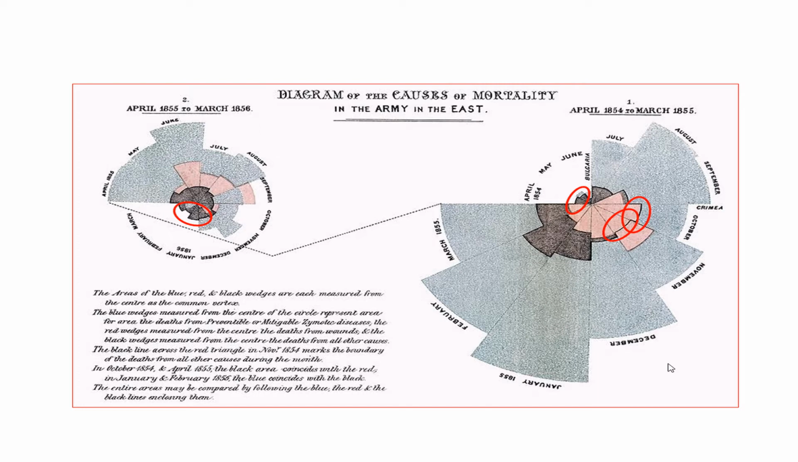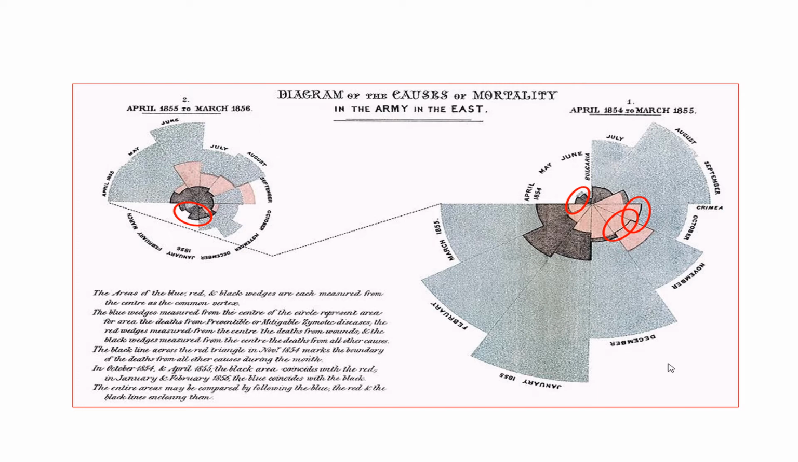The areas of the blue, red, and black are each measured from the center of the common vertex. The black line across the red triangle in November 1854, which I had a red ellipse around, marks the boundary of the deaths from all other causes during the month. You can also find other red ellipses, one in October 1854 and April 1855, where the black area coincides with the red.